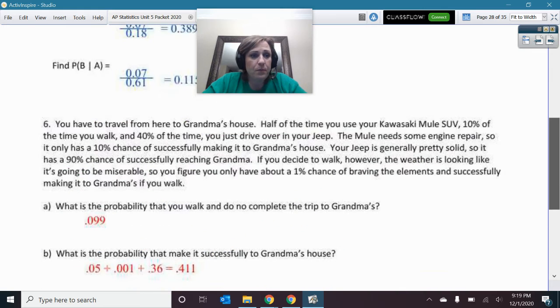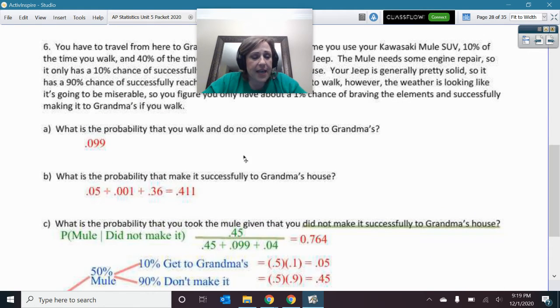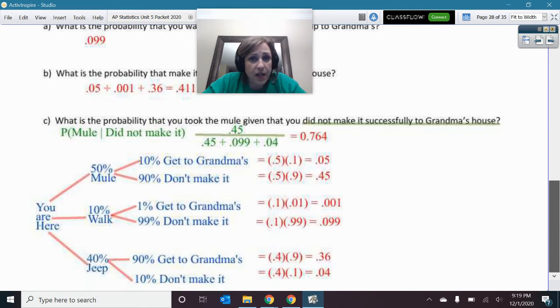Now, notice that this first one says, what's the probability that you walk and do not complete the trip? So that's not a given. That's purely saying you walk and don't make it. So that's the 0.099. Okay. I probably should have shown what I multiplied together there.